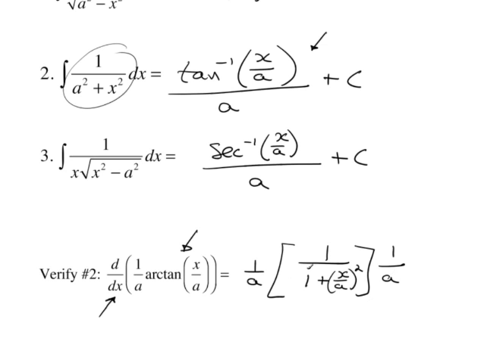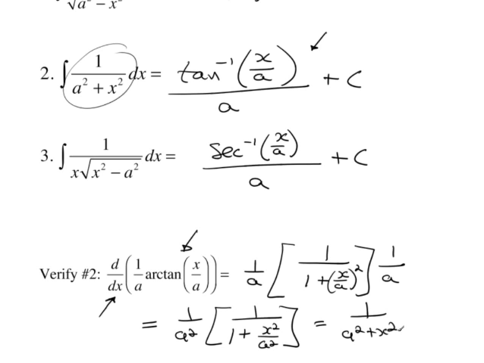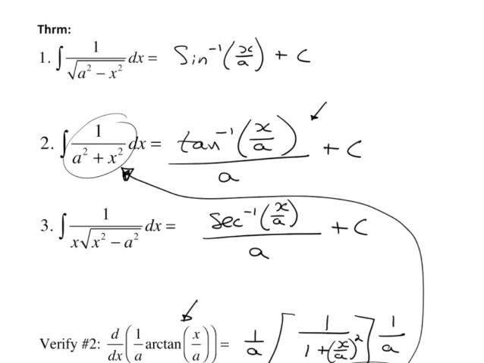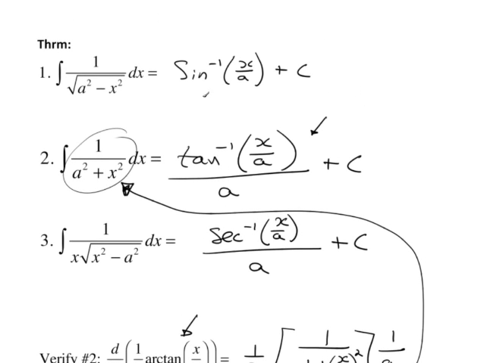Okay, so now if I combine these, I end up with 1 over a squared times 1 over 1 plus x squared over a squared. And if I distribute the a squared, I have an a squared here, and it'll cancel down here. So I get 1 over a squared plus x squared, which is exactly what we were supposed to get. And you can actually verify this with each of these. It'd actually be a good exercise for you to do. Take the derivative of this and the derivative of this and make sure you come back to here and here.